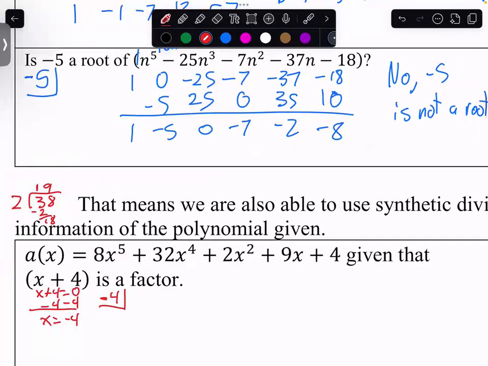Okay, so now we need to check, are there any missing terms? Here we do have a missing term, right? There's no x to the third. Okay, so we're going to squeeze in a plus 0 x to the third power.